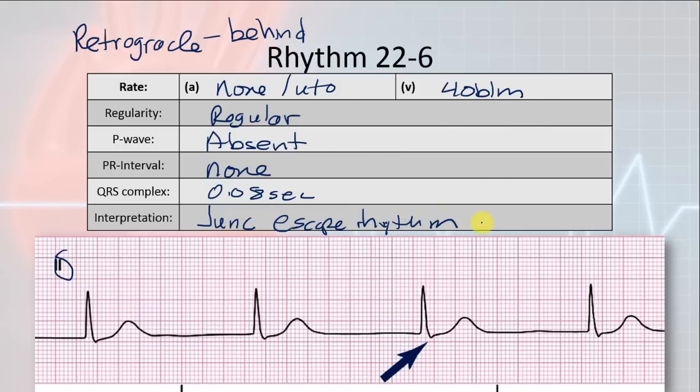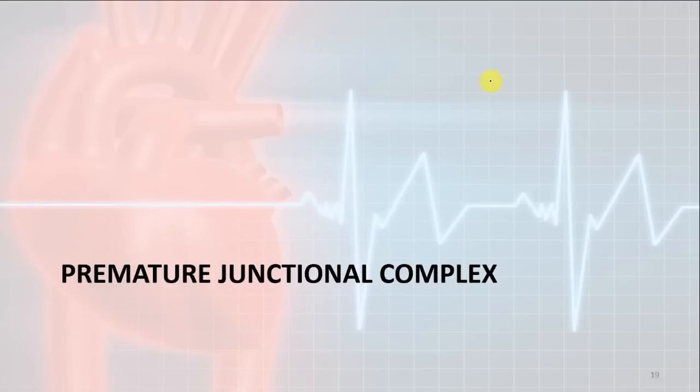Remember, a junctional escape rhythm has an intrinsic rate of 40 to 60 beats per minute. If it were slower than 40 or faster than 60, it would be something different, which is what we'll talk about later. Now let's discuss the premature junctional complexes.